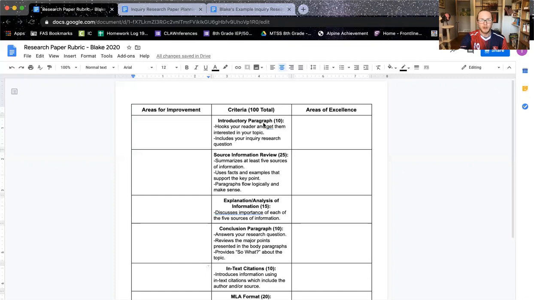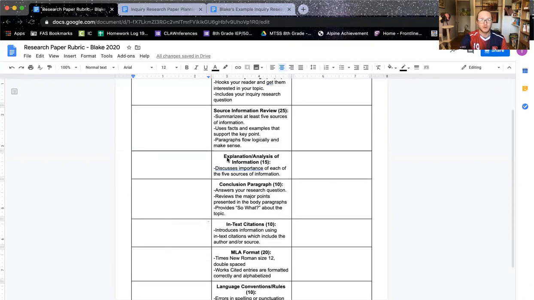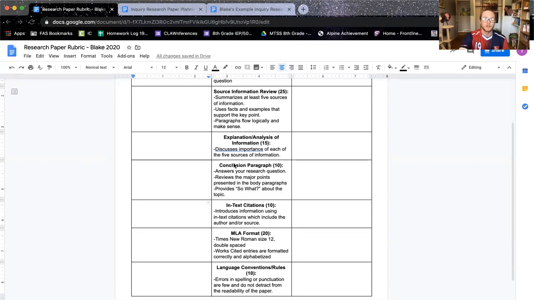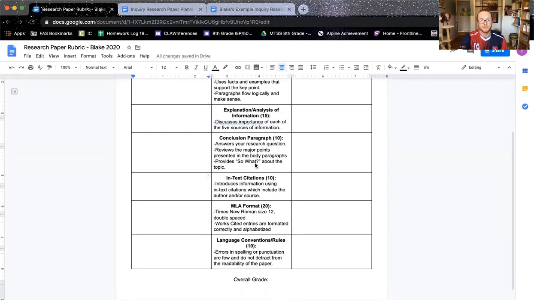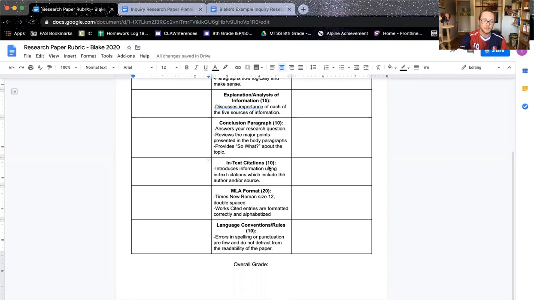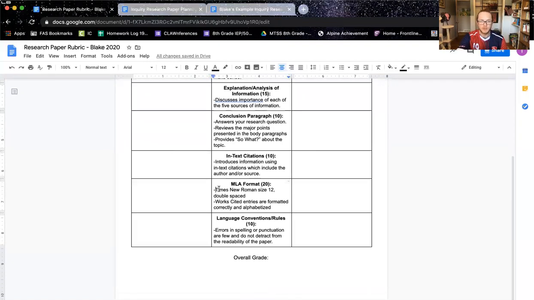The introductory paragraph was worth 10 points. The source information review was worth 25 points. The explanation or analysis of this information was worth 15 points. The conclusion paragraph was 10 points. The in-text citation was 10 points. The MLA format was 20 points. And that broke down to 10 points for the font and the spacing, and then an additional 10 points for the works cited entries if you did those like I wanted.